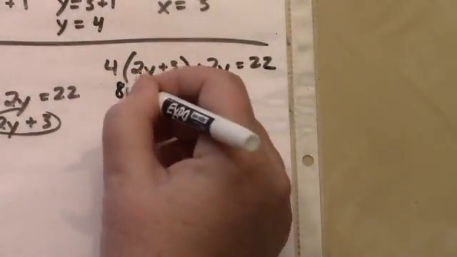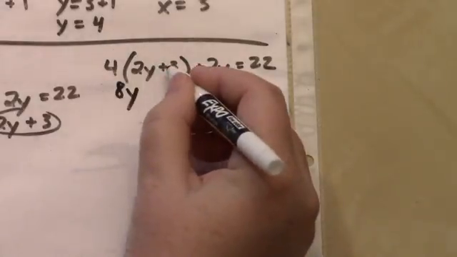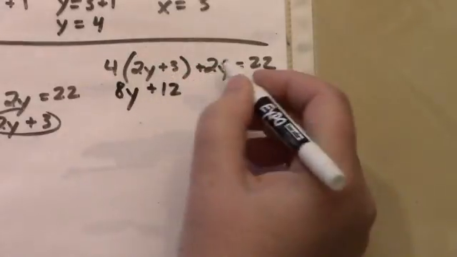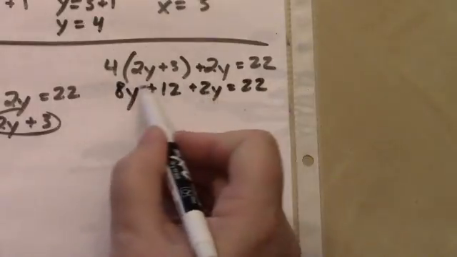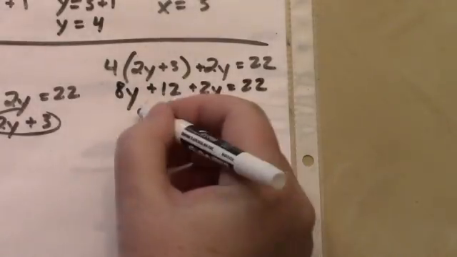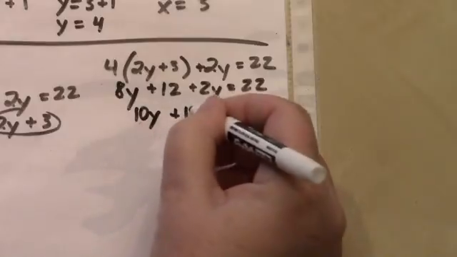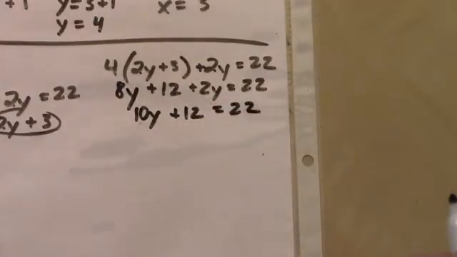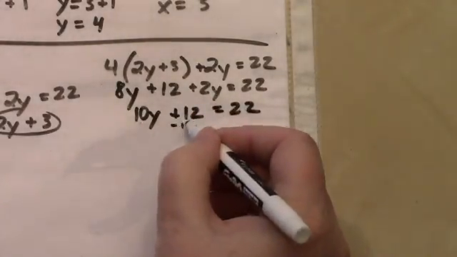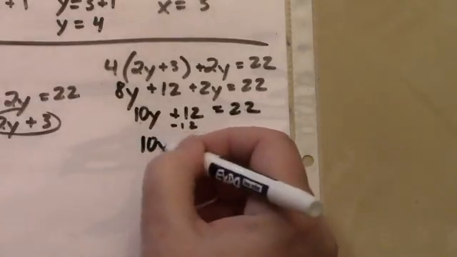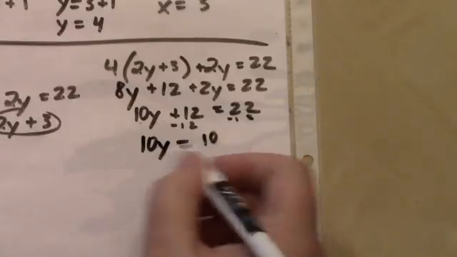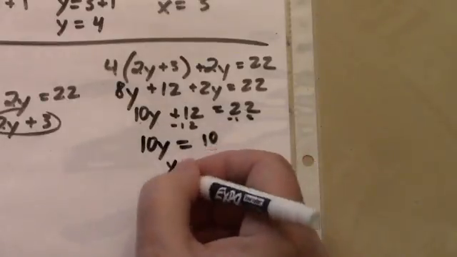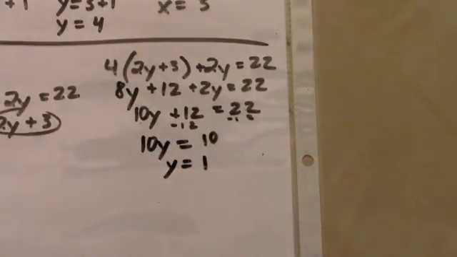4 times 2 is 8. 4 times a positive 3 is 12. And there's my 2y equals 22. I will combine my like terms. 8 and 2 gives me 10y plus 12 equals 22. Now I'm going to subtract 12 from both sides. 10y equals 22 minus 12, which is 10. I'm going to divide both sides by 10, so y is 1.